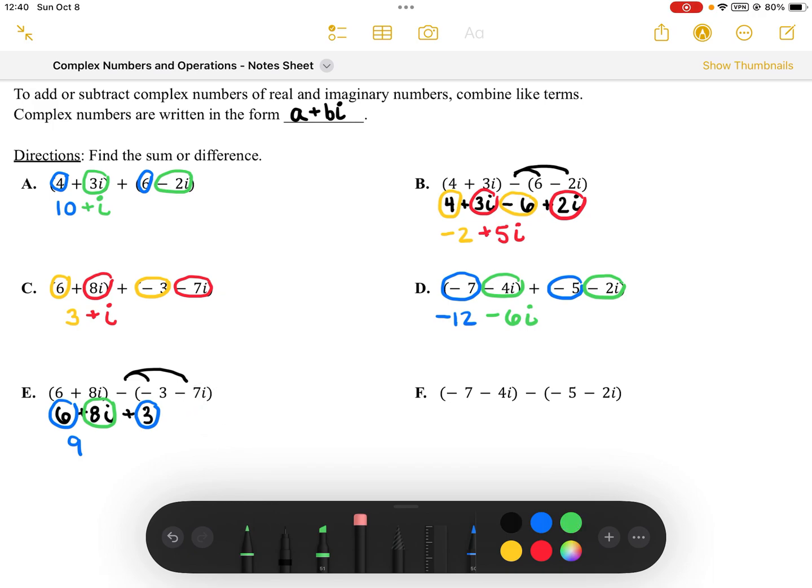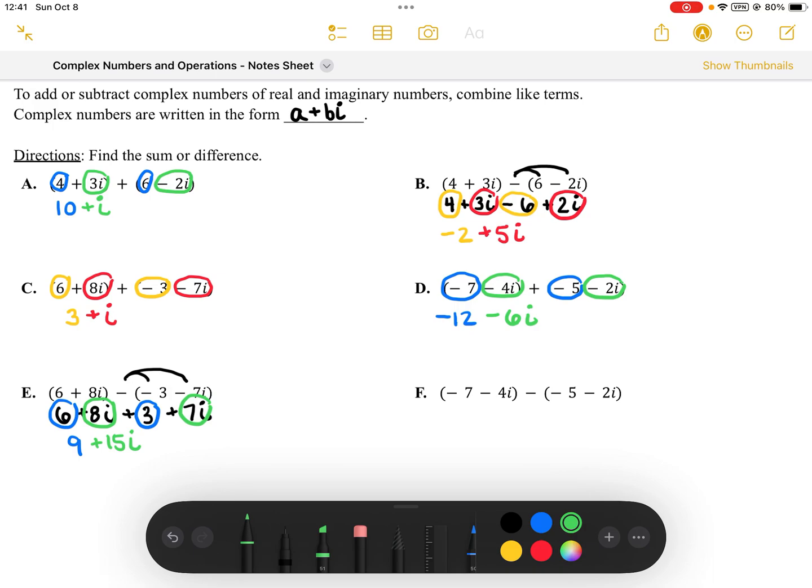Let me backtrack for a second. I apologize for your notes. That should be a positive 7i. I think I went and multiplied by accident. So again, sorry for your notes. That negative times negative 7i will give you a positive 7i. So now I have 8i plus 7i. That will give me 15i. So your answer is 9 plus 15i.